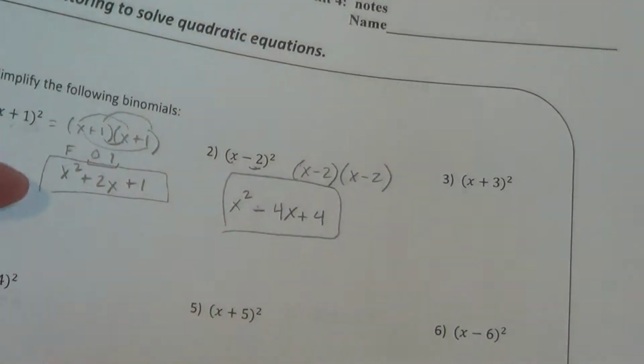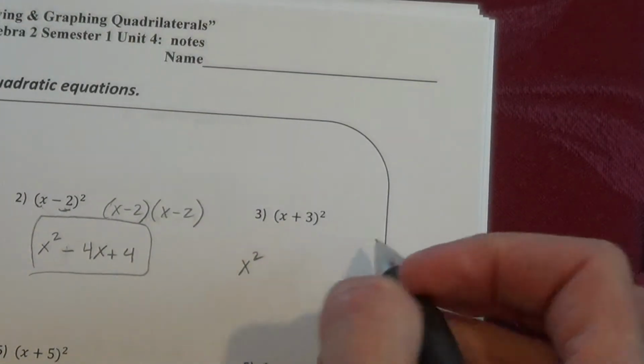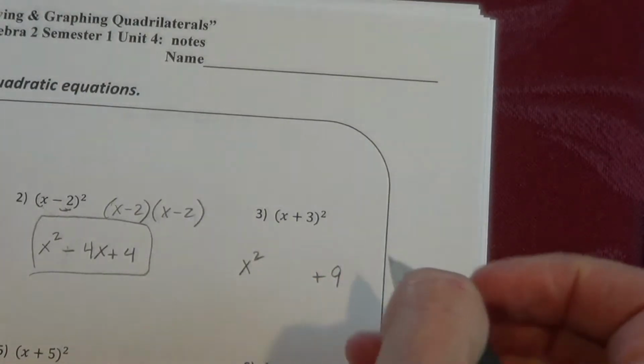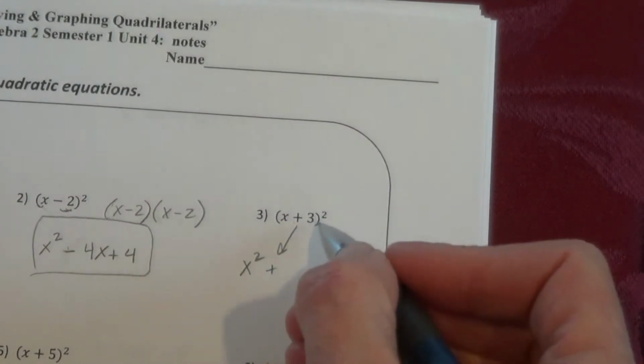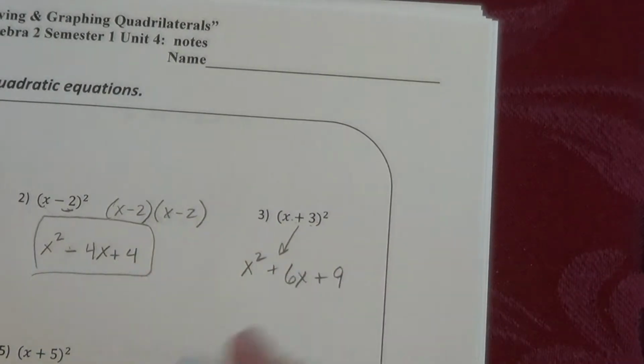Okay, again, practice the pattern. First term, x squared. Last term, positive 9. It's the last term squared. And then the middle term is this sign, and it's 2 times this. 2 times 3x would be 6x. Okay.